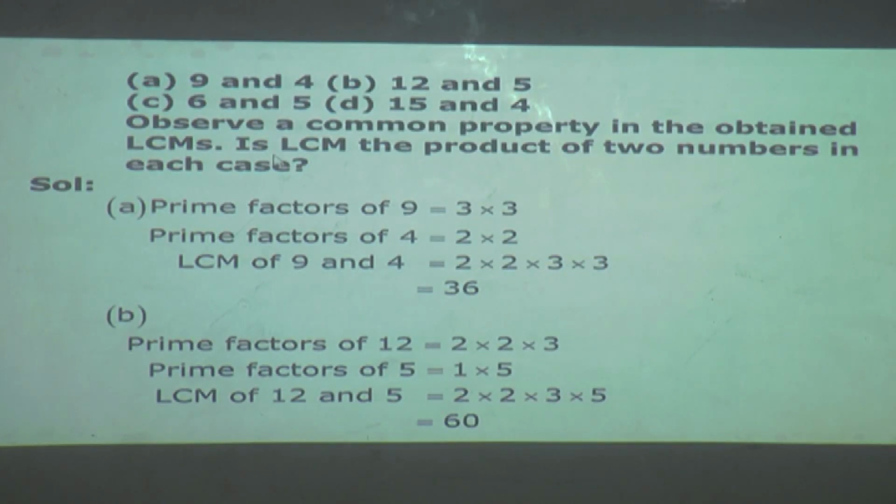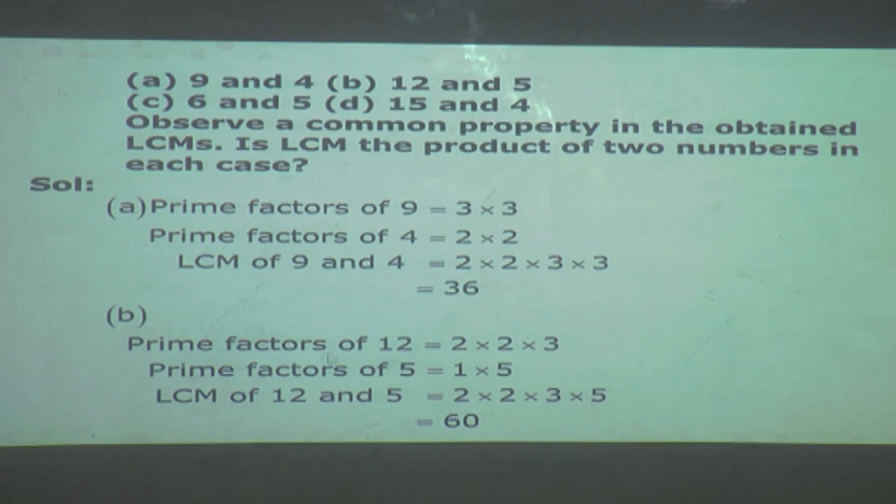Now we are going to find the LCM. Observe the common property in the obtained LCMs. Is LCM the product of two numbers in each case? See here, we have to find the LCM of 9 and 4 first. The prime factors of 9 are 3 into 3, and the prime factors of 4 are 2 into 2. As in LCM, we have to multiply all the prime factors, so 2 into 2 into 3 into 3, we got 36.